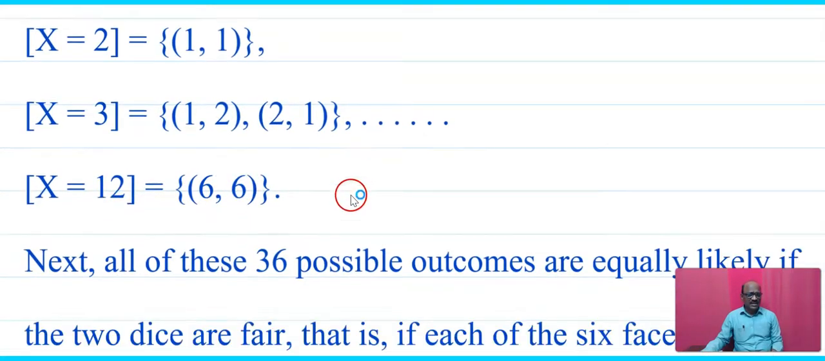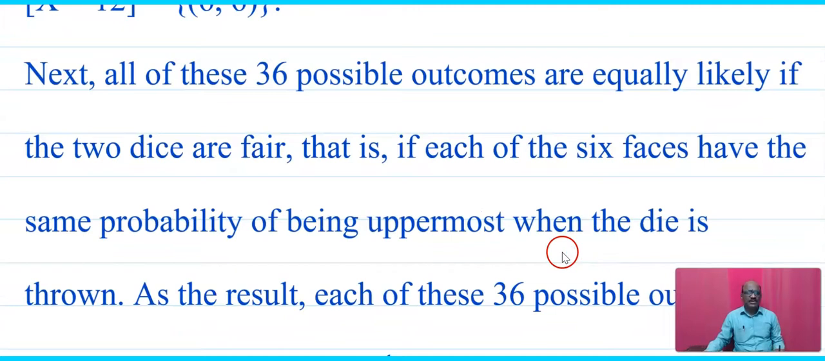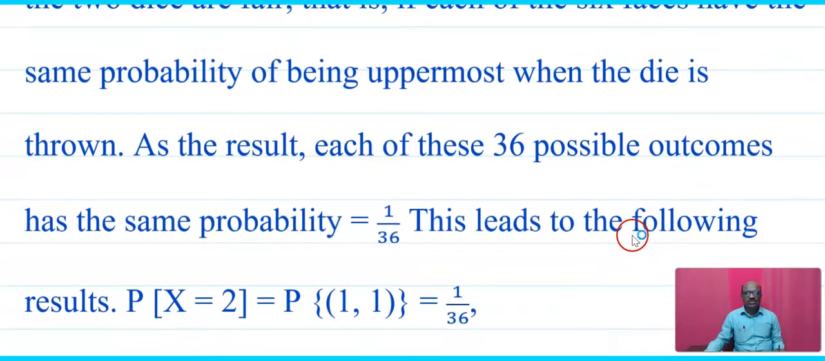Next, all of these 36 possible outcomes are equally likely if the 2 dice are fair, that is, if each of the 6 faces has the same probability of being uppermost when the die is thrown. As a result, each of these 36 possible outcomes has the same probability, which is 1 upon 36.